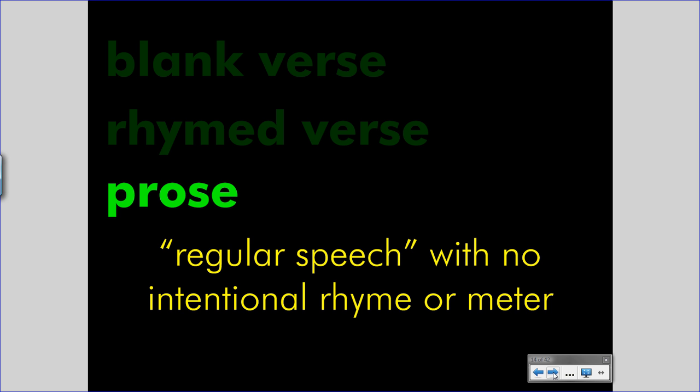I am forming my thoughts into complete sentences, which derive their meaning from the structure of the sentence, not from the structure of the line. I'm not calculating the rhythm of my speech. I'm not thinking about the accented versus unaccented syllables. I'm simply speaking. Every time you write an essay, you are writing prose.